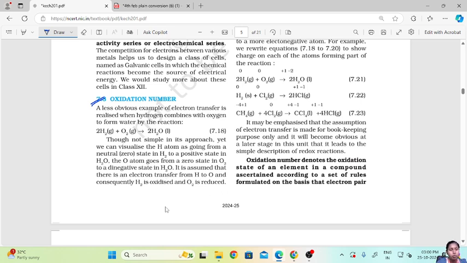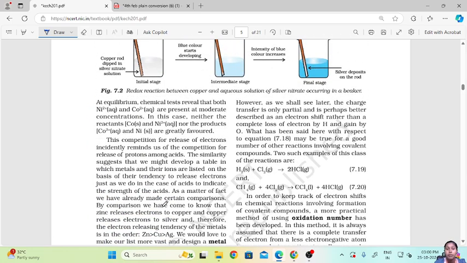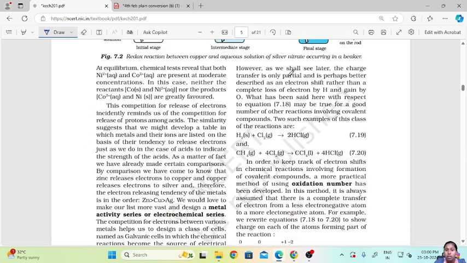So it is assumed that when there is a formation of water, there is transfer of electrons from hydrogen to oxygen, resulting in the oxidation of hydrogen and reduction of oxygen. Now, however, as we see later, the charge transfer is only partial and is perhaps better described as an electron shift rather than a complete loss of electron by hydrogen and gain by oxygen.